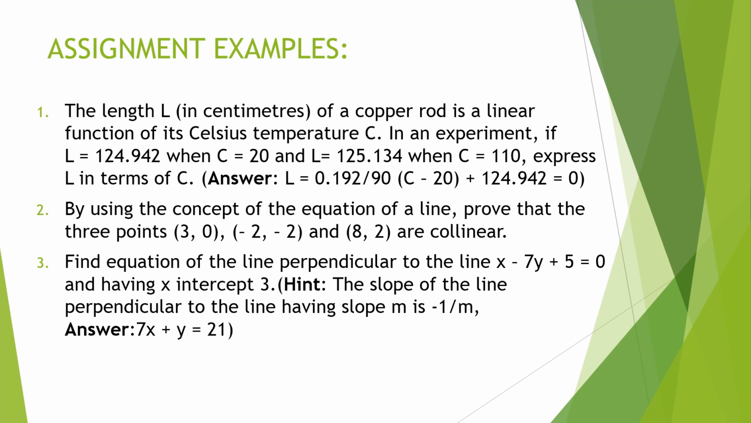Third one, find the equation of the line perpendicular to the line x minus 7y plus 5 equal to 0 and having x-intercept as 3. Now since you want the line perpendicular, we have done a similar example. You know that the slopes of two lines which are perpendicular will be negative reciprocals. So just use that concept and find the equation. The answer is 7x plus y equal to 21.